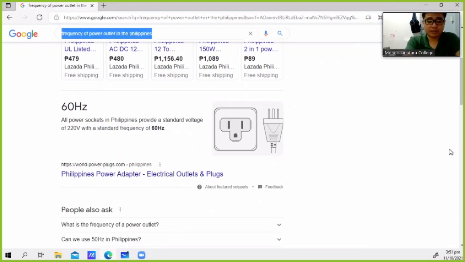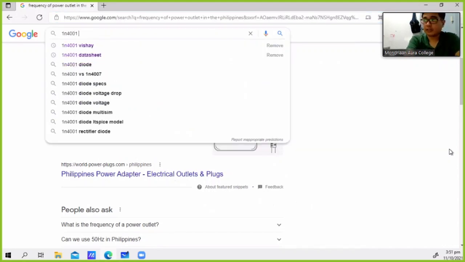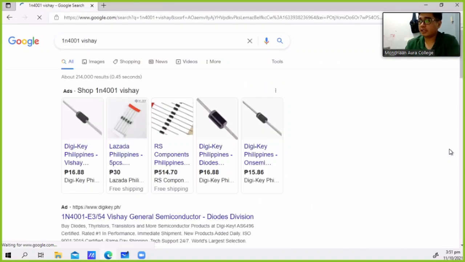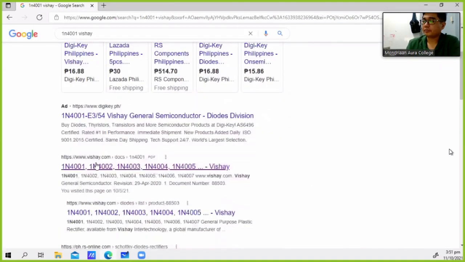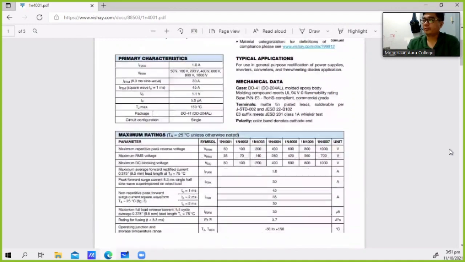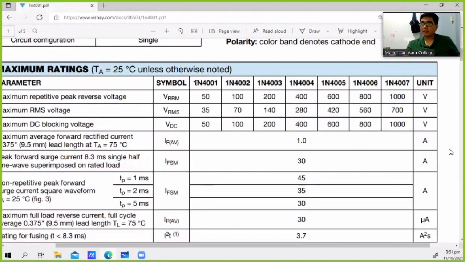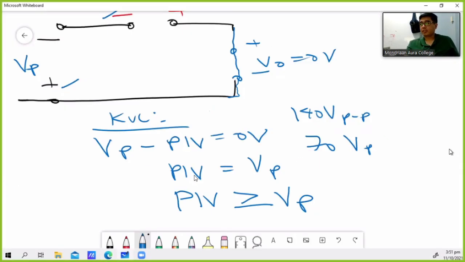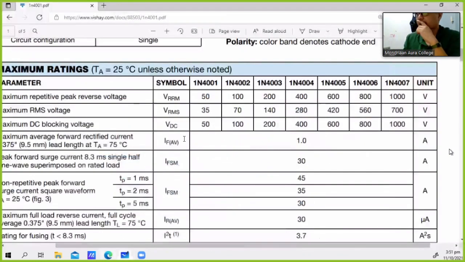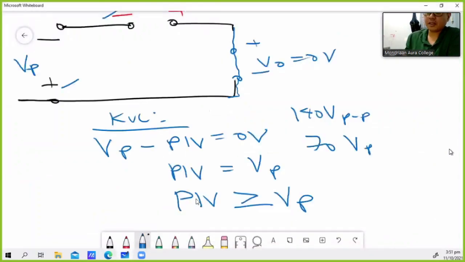So again, let's say 1N4001. Yan yung kanyang datasheet. Okay. So alin ba pwede natin gamitin dito? Si 1N4001, si 02, si 03, 04, so on and so forth. Ang input mo is 70 volts peak. Tatandaan nyo, 70 volts peak. Pwede ba natin gamitin si 4001? Hindi. Kasi nga, sabi dito sa pagkuha ng PIV, the PIV must be greater than or equal to peak voltage.